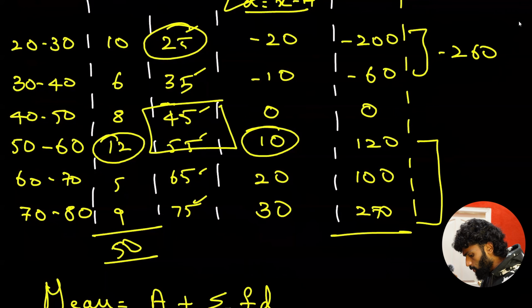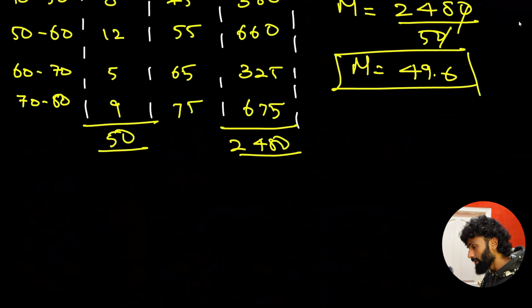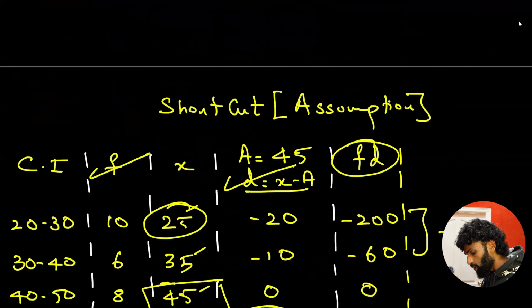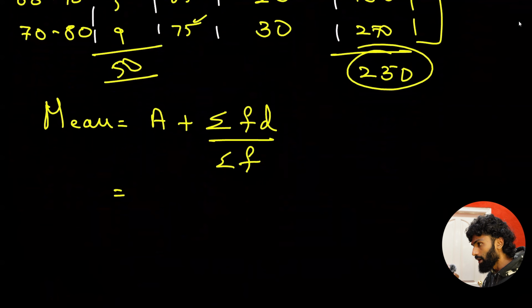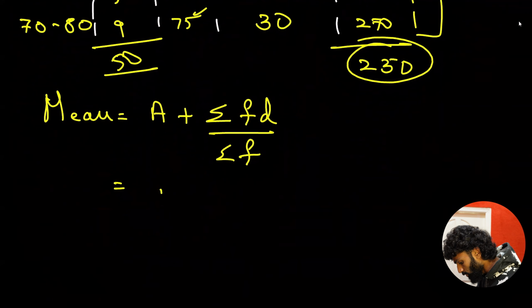This answer is 220, 490. 490, and so 490 minus 260 will be 230. Getting it? So if you see in the direct method, my answer was around 24, it was in thousands. Right now it is automatically cut down to hundreds. But careful, minus a during the column stage becomes a plus during the formula stage. A was 45, plus as it is.